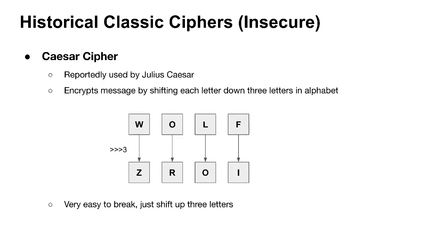So if we go back to the very beginning of algorithms, the classic ciphers, as they're called, which are now insecure, one of the more popular ones is the Caesar cipher, which is reportedly used by Julius Caesar. It just encrypts messages by shifting each letter down 3 letters in the alphabet. So you can see it's very easy to break if you just shift the letters back up, the number of permutations that they went down.